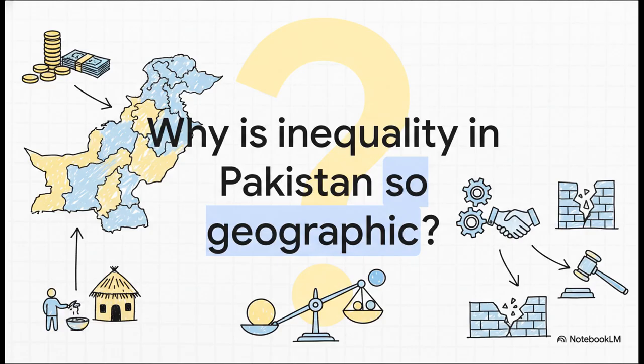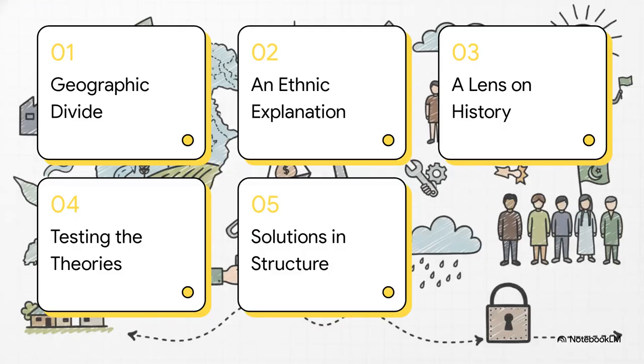Getting this right isn't just some academic debate. It has massive consequences for the country's politics and policies. So, to unpack all of this, here's our game plan. First, we'll look at Pakistan's geographic divide. Then, we'll explore a really common explanation that centers on ethnicity. After that, we'll look at it through a historical lens, test both of those theories out, and finally, check out some potential solutions that are rooted in the country's structure.